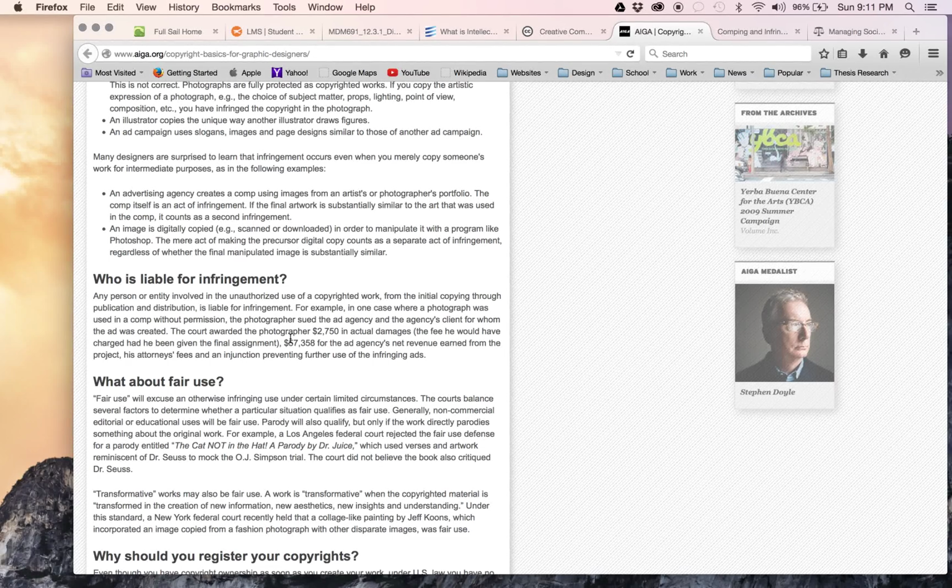Then we have the court awarded the photographer $2,750 in actual damages, the fee he would have charged had he been given the final assignment, $57,358 for the ad agency's net revenue earned from the project, his attorney's fees, and an injunction preventing further use of infringing ads. This whole thing is a direct quote, and not from one specific place, from a couple. This was actually stated by a lawyer from the Graphic Artists Guild word for word, and it is documented word for word on their website.